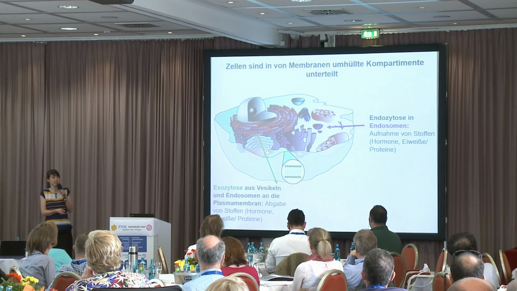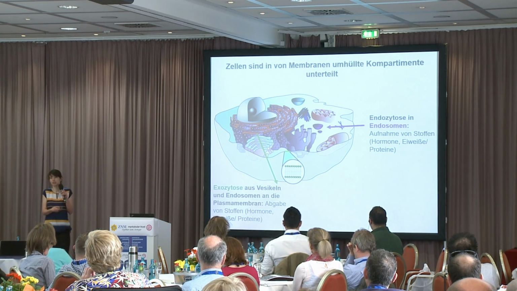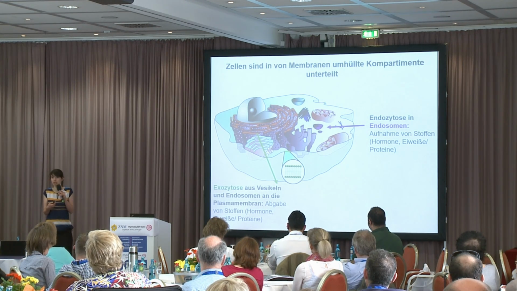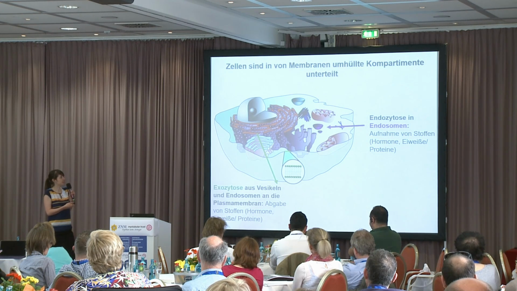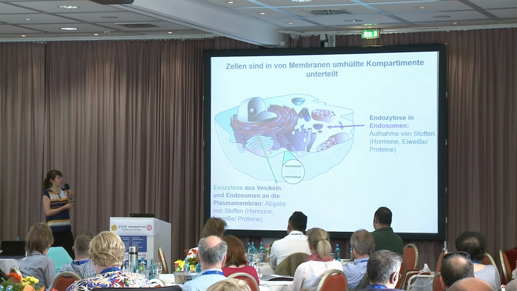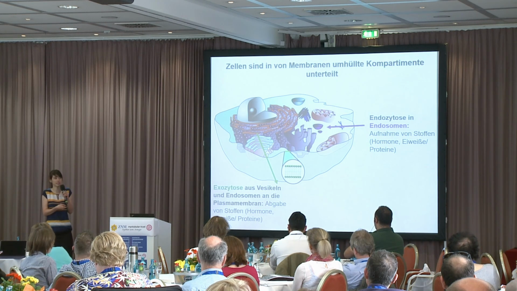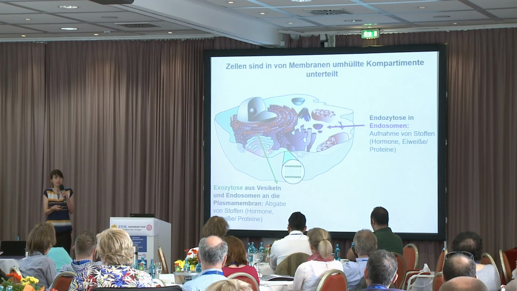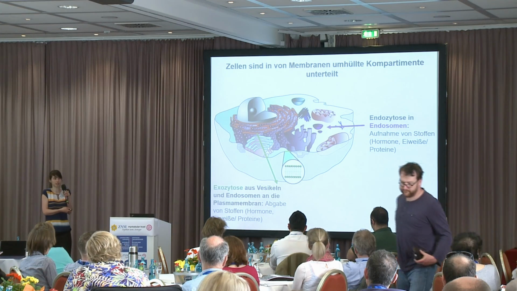This is a picture of a cell, and this cell is split up in different compartments. In order to communicate, so to say, with other cells and exchange information, exchange matter, the cell has to be able to process these things like hormones or proteins. This process is called endocytosis, and is comprised of endosomes, which are transport vesicles, and these endosomes pass on the information of hormones and proteins to the cell.